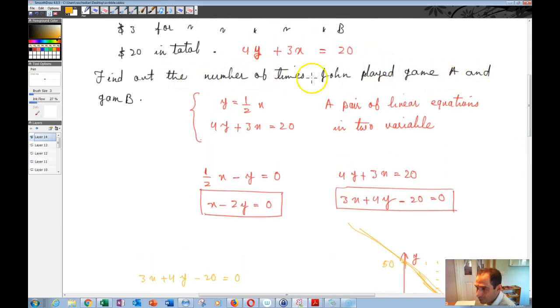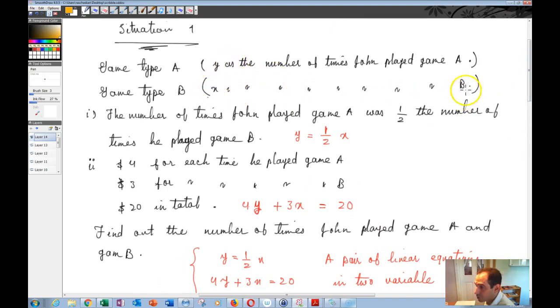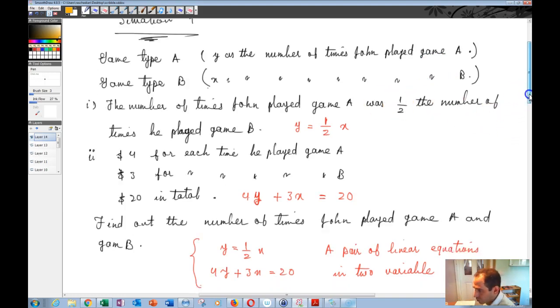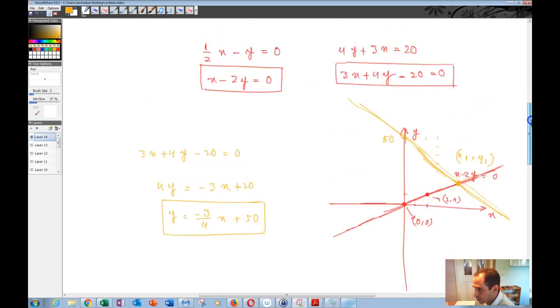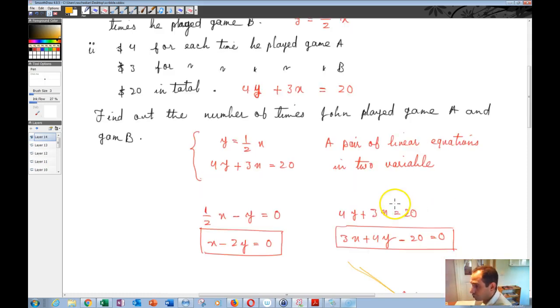which tells you about the number of times John played game A and game B. The x coordinate of this point of intersection, whatever that might be, would be x1 and y1 over here. x1 tells you about the number of times he played game B, and y1 tells you about the number of times John played game A. And that's basically the whole story here. So you can imagine that this pair of linear equations has one and only one solution, and that solution is basically one single point.